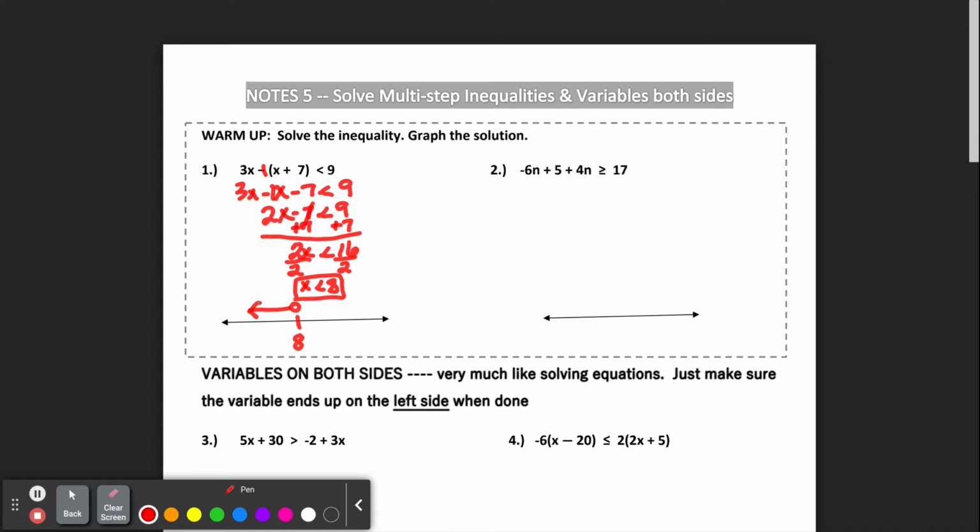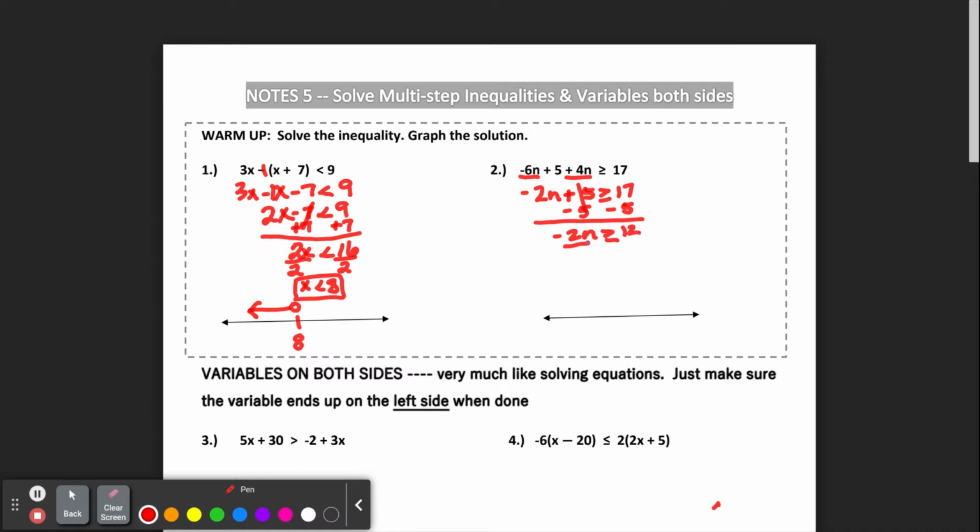All right, let's take a look at number 2. We're going to combine the -6n plus 4n. So that gives us -2n plus 5 is greater than or equal to 17. And we're going to subtract 5 from both sides. So we have -2n is greater than or equal to 12.